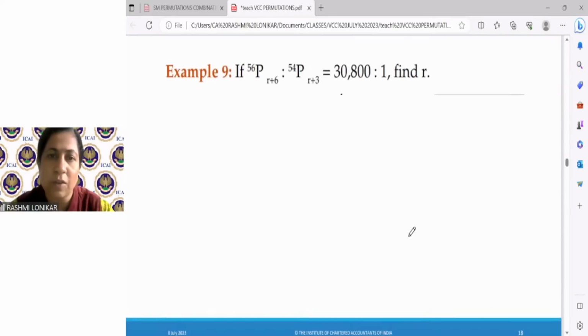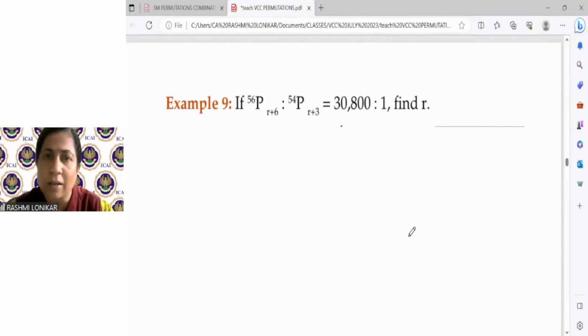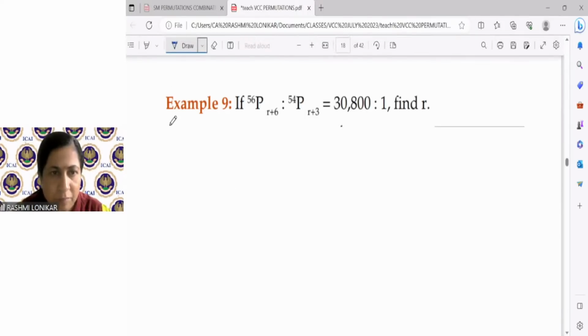Here also, see what will happen. You will substitute r. There will be so many r's and then you will substitute them. So here also the shortcut is to see what the options are, put in the values and see which of them is giving you 30,800. So that is also a valid option. But I will show you the method and then we will see.